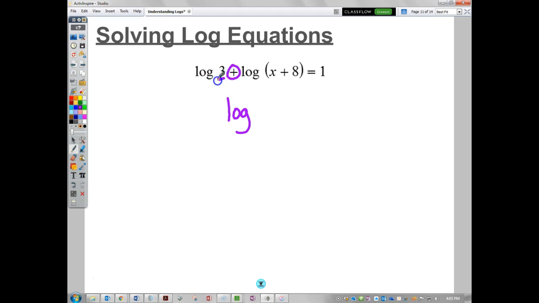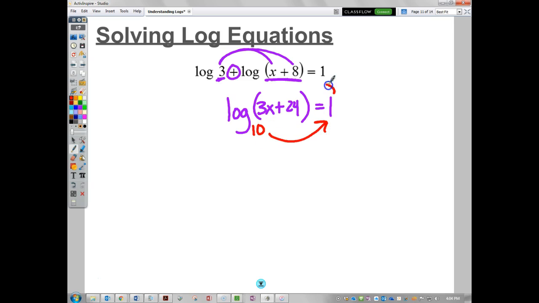So I'm going to multiply 3 times x plus 8. And I don't want there to be any confusion, so I'm going to put the answer in parentheses so everyone knows that they are together. So 3 times x is 3x. 3 times 8 is 24. And it equals 1. All right, now since there's no base written here, that means it's the common log of base 10.